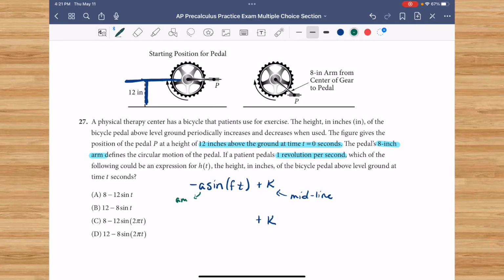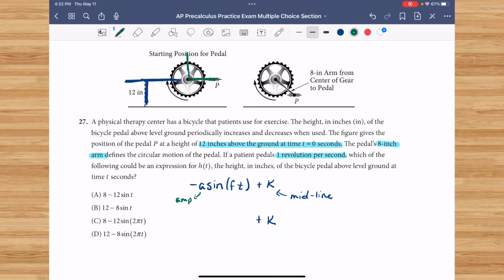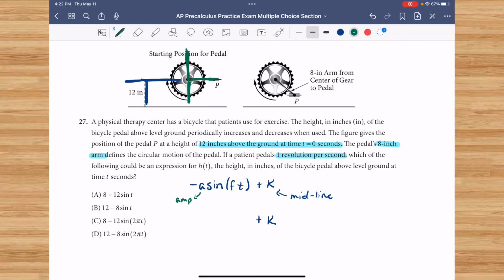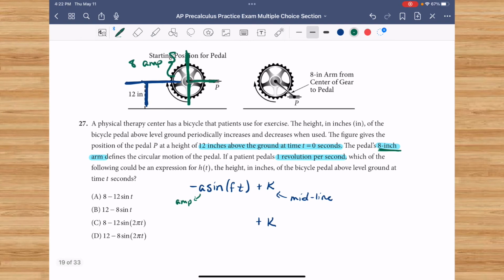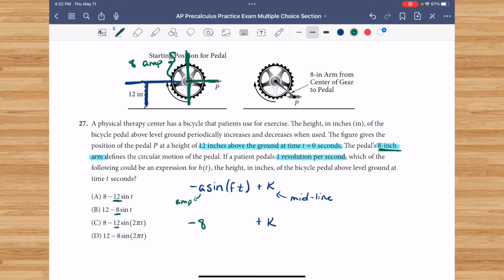For our amplitude, we need to determine how high and how low the pedal can go above the middle. Well, the arm length of this pedal will dictate how high and how low this pedal can go above and below the wheel. I think somewhere in our problem, our pedal's arm is defined as 8 inches. So we're going to have an amplitude here of 8 inches. So that is going to be this -8. And again, the only reason why it's negative is because I noticed that all of my sine functions were negative in my problem. It could have also been +8 as well. And then fill out my sine.